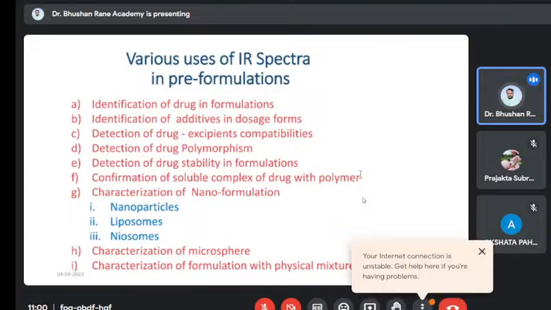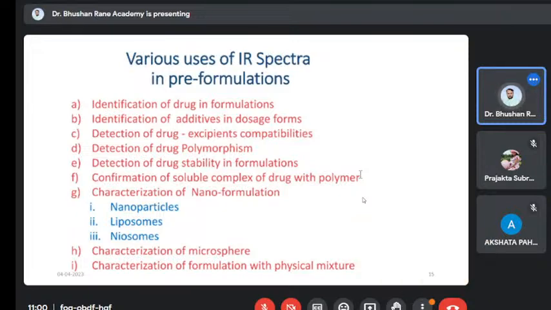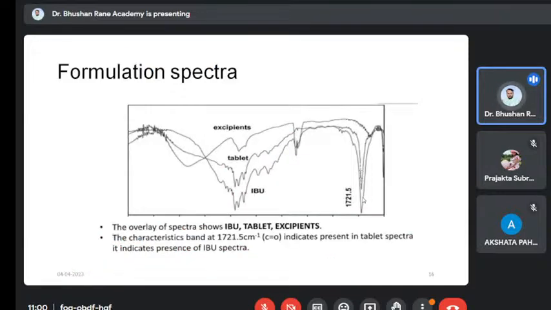So there are a lot of applications of IR spectroscopy in formulation development: identification of the drug formulations, identification of the additives or polymers used in the dosage form, detection of drug excipient compatibilities, detection of drug polymorphism, stability of the formulations, confirmation of complex of drug with polymer, characterization of nanosystems formulated, maybe nanoparticles, liposomes, niosomes, characterization of microspheres, and physical mixtures prepared during enhancement of solubility by the solid dispersion method. We'll discuss that one by one so you can understand it in more detail.